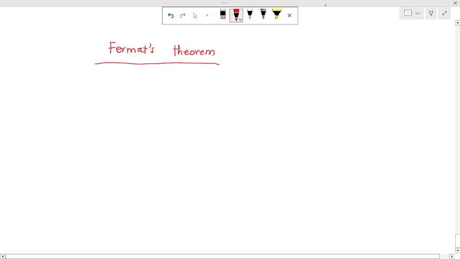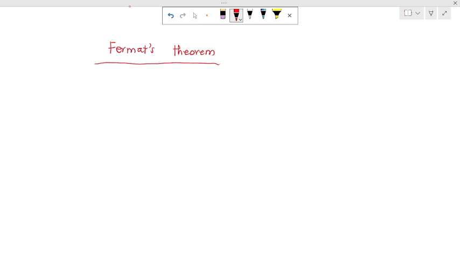In this section, I'll be taking you through the Fermat theorem. So what's the Fermat theorem? Fermat's theorem is a theorem about maximum and minimum values of a function.